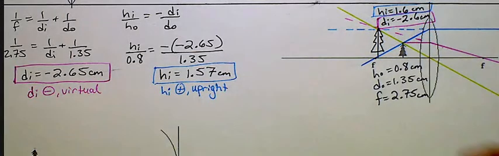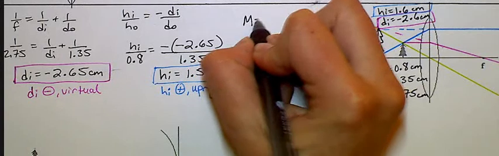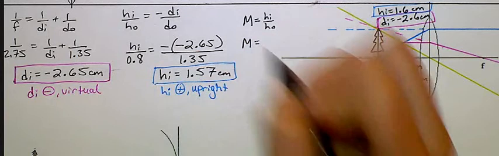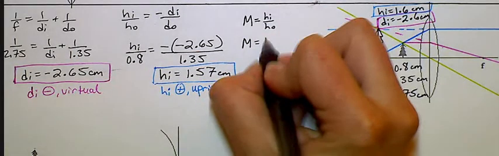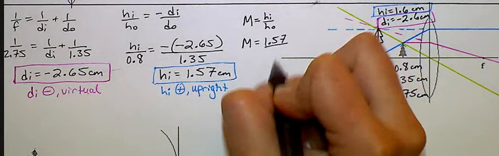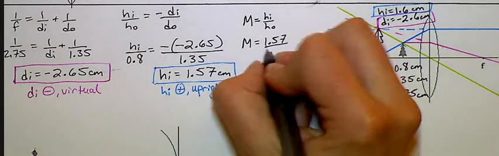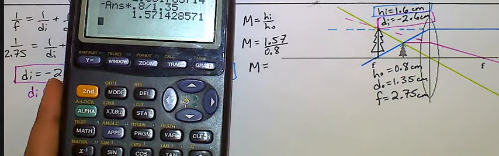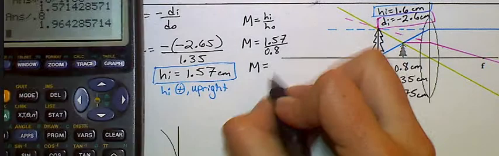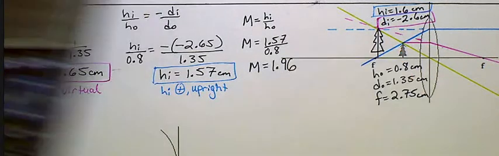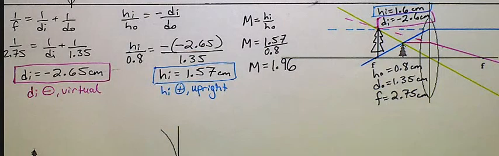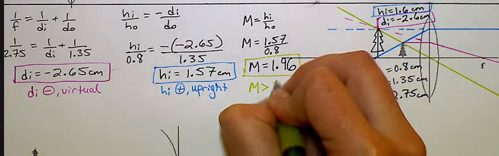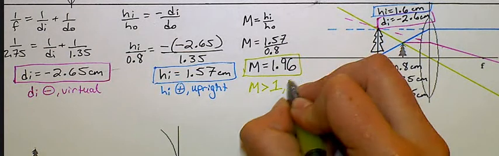And I can also solve for magnification. So magnification, hi over ho. So hi, 1.57 divided by ho, 0.8. My magnification is 1.96. And that means that it is bigger. So my magnification is greater than the number 1, so it's bigger.